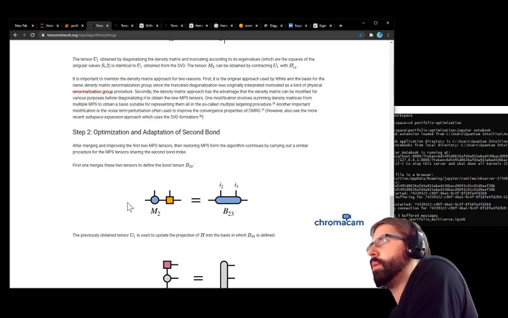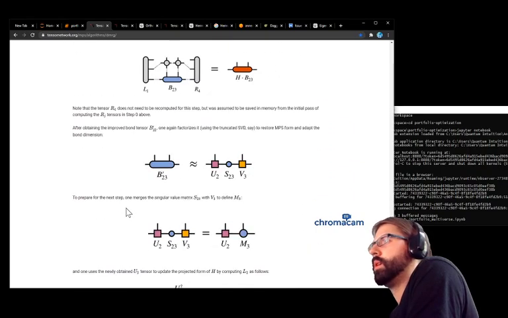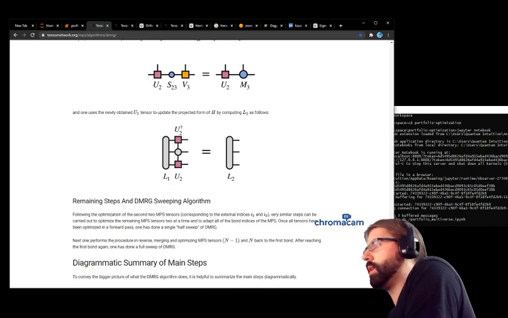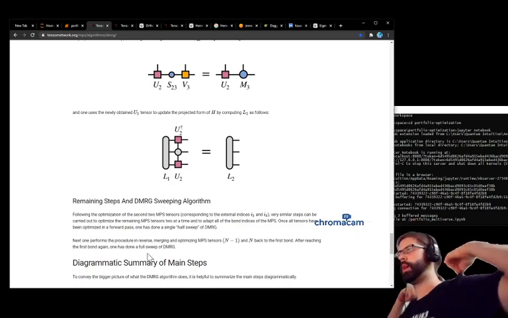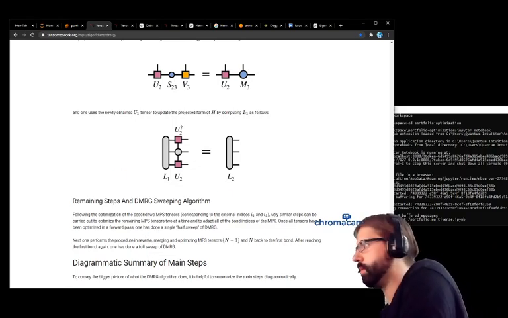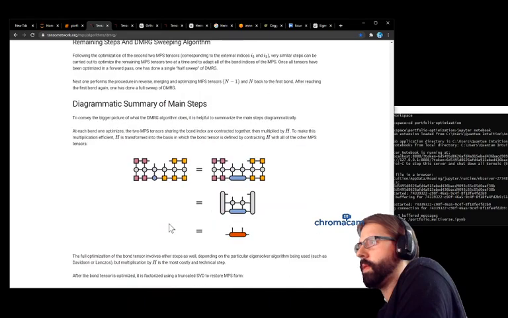Then the second bond. Following the optimization of the second bond, two MPS tensors corresponding to very similar steps can be created to optimize the remaining MPS tensors, two at a time, and to adapt all of the bond indices to the MPS once. So that's kind of like rinse and repeat. Okay, and that's the diagrammatic summary of main steps.